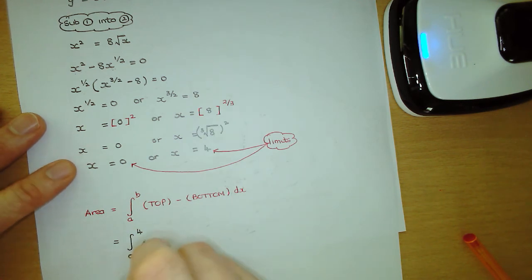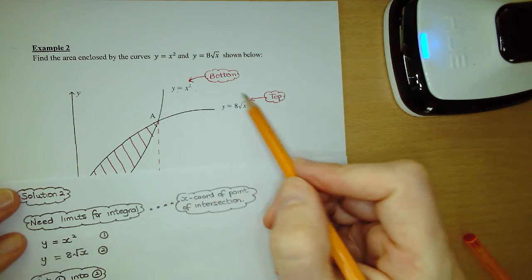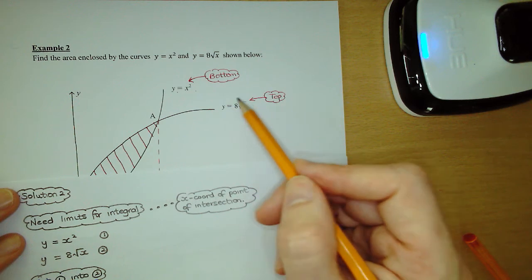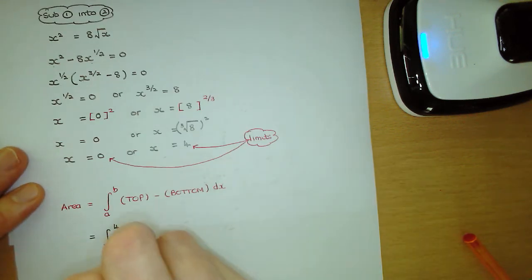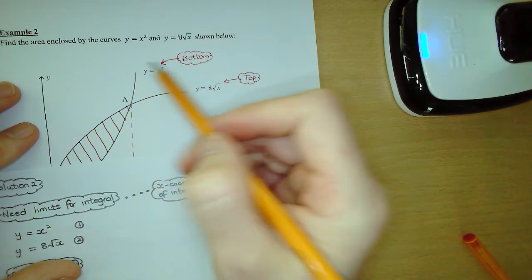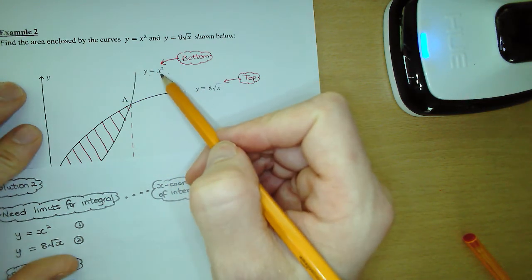Okay, top. So if we go back to our diagram, the curve that's on top is this one. And again, you're only subbing in the non-y terms, so 8 root x, and then we're subtracting the bottom. So the bottom is this curve. Again, you're only subbing in the non-y terms, so you're subbing in x squared.